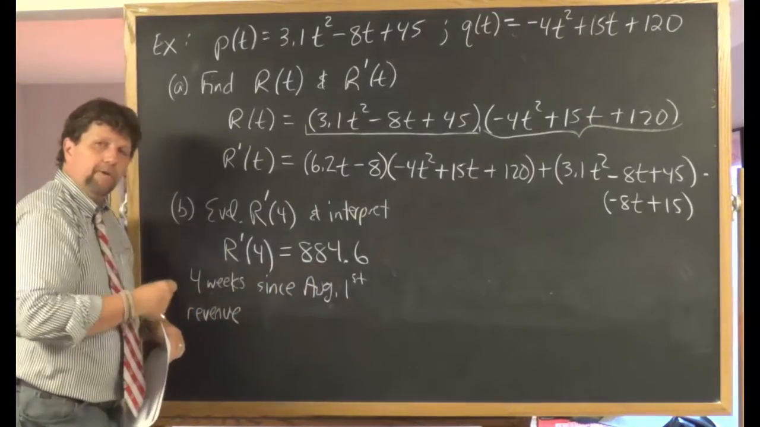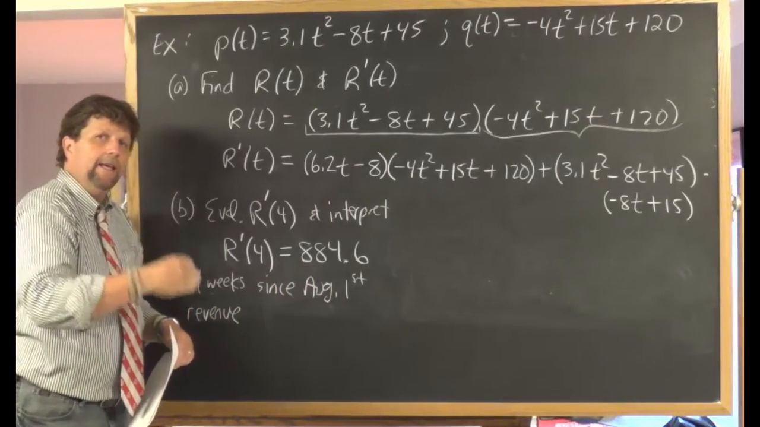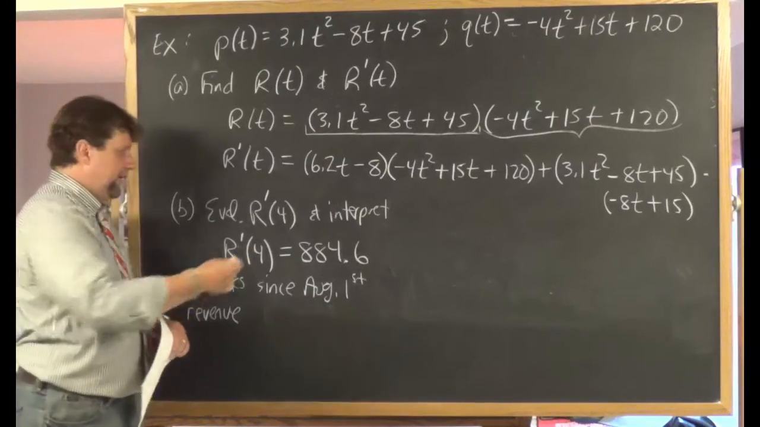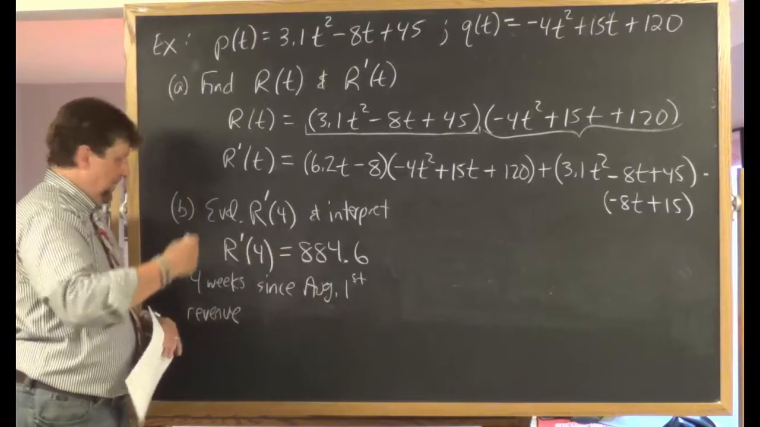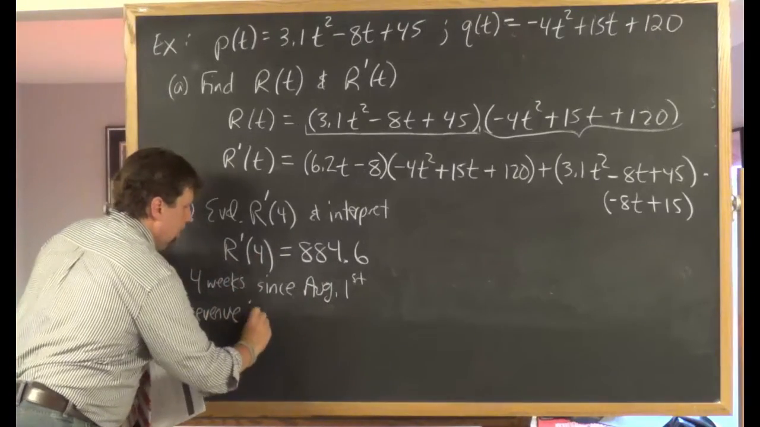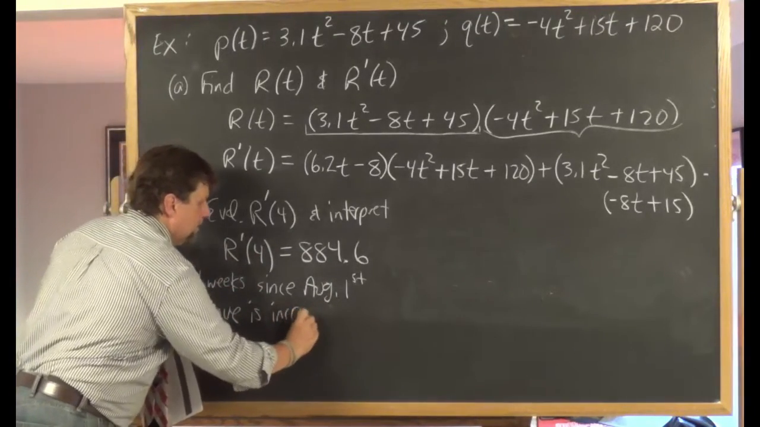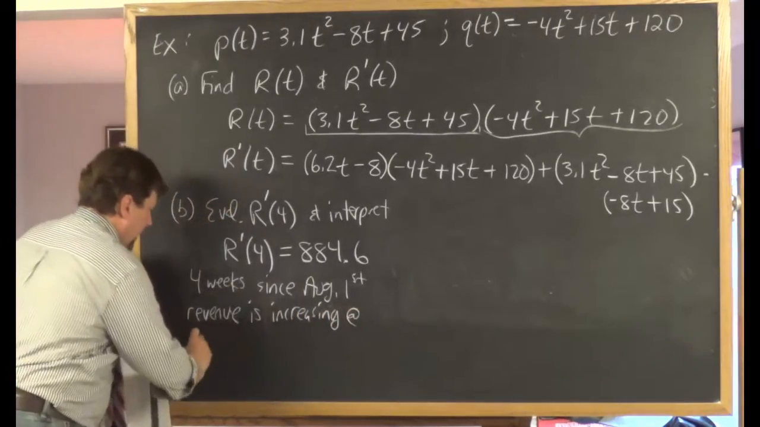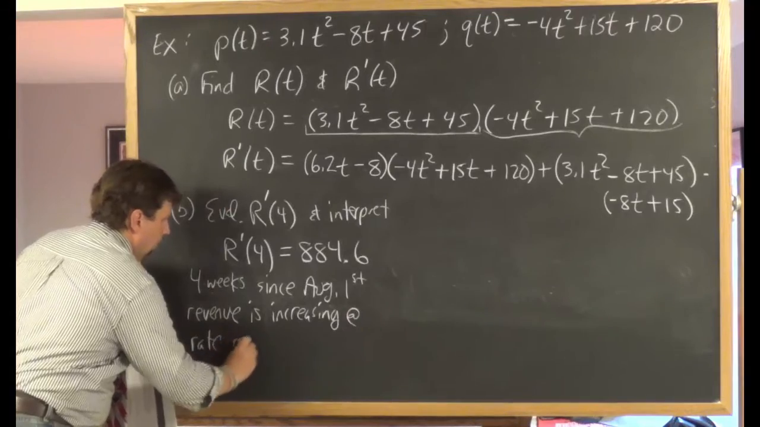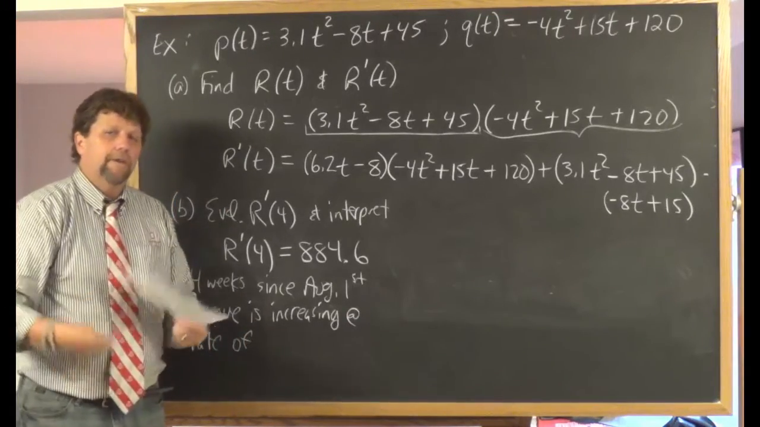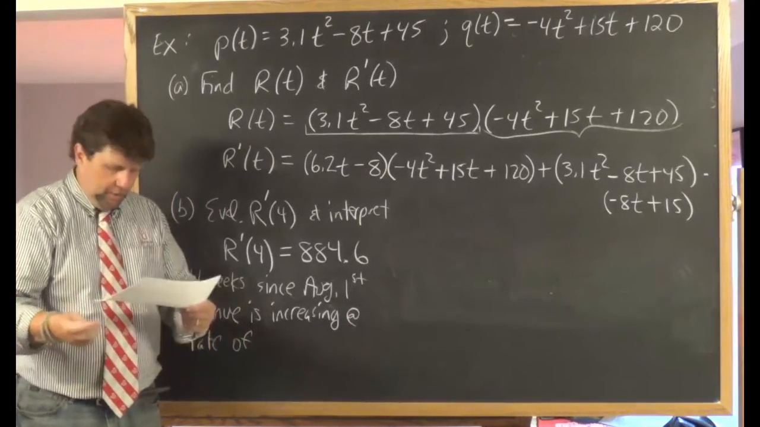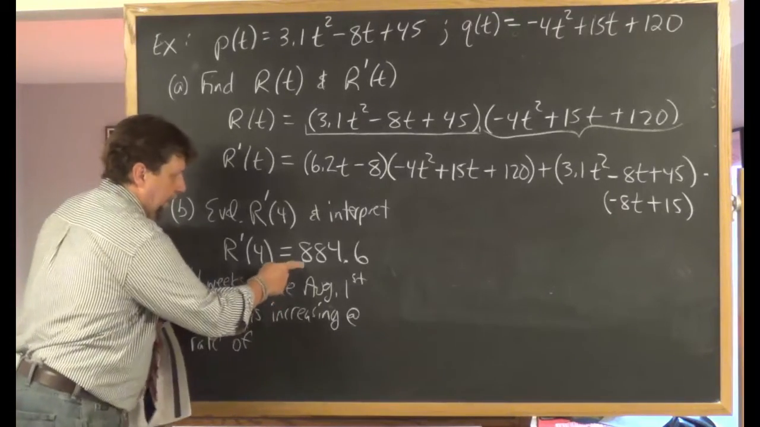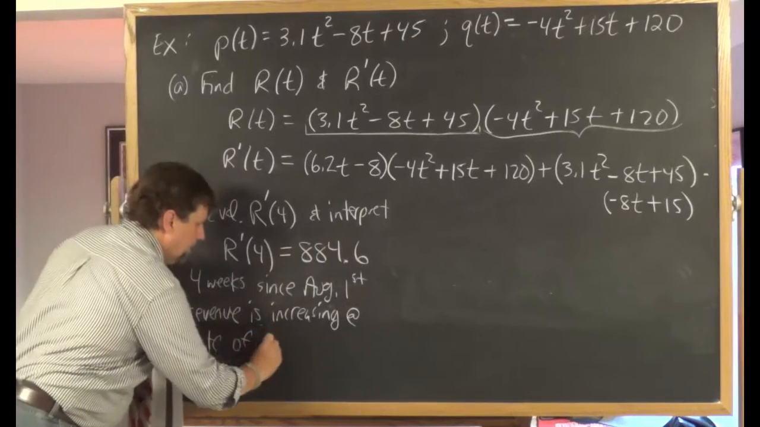It's a positive number, so that means the revenue is increasing. Remember, derivative tells us an instantaneous rate of change. So since it's positive, it means the revenue is increasing at a rate. Remember, derivative, rate, it's an instantaneous rate of change. We need to have units. So it's increasing at a rate of, okay, that tells me the dollars.